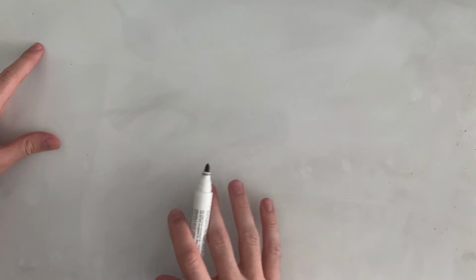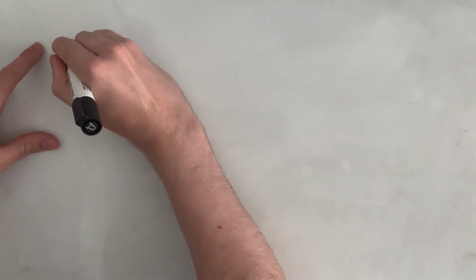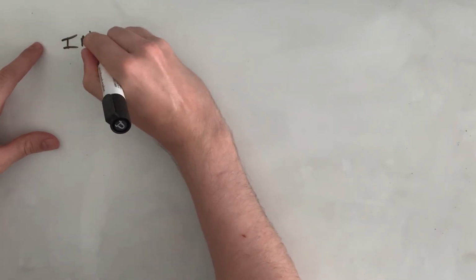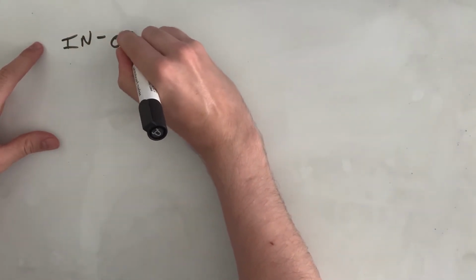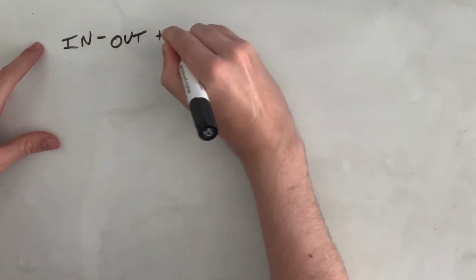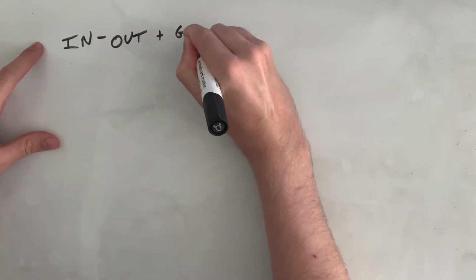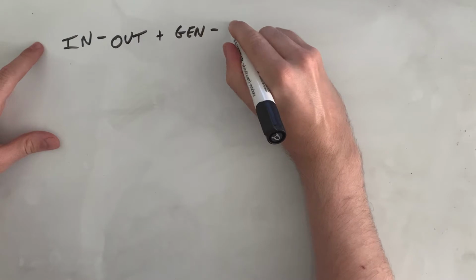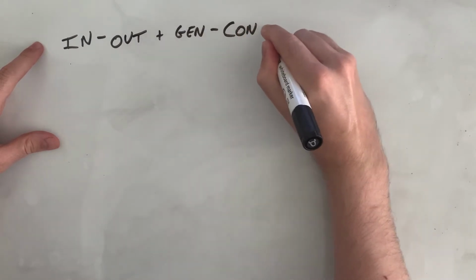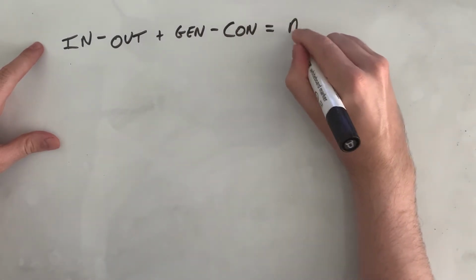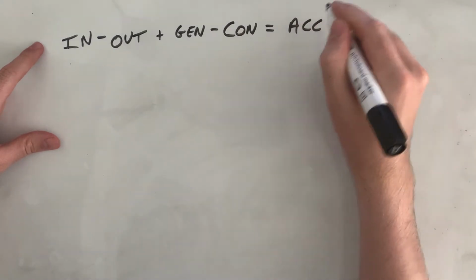So in this video, we're going to be discussing a fundamental concept in chemical engineering, which is that of material balances. We shall begin by stating the general formula or equation that a material balance follows. That is input, so in, minus the output, out, plus any form of generation, gen, minus any form of consumption, con, is equal to the accumulation, acc.